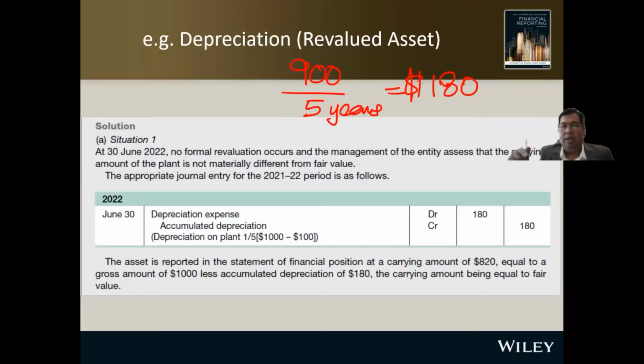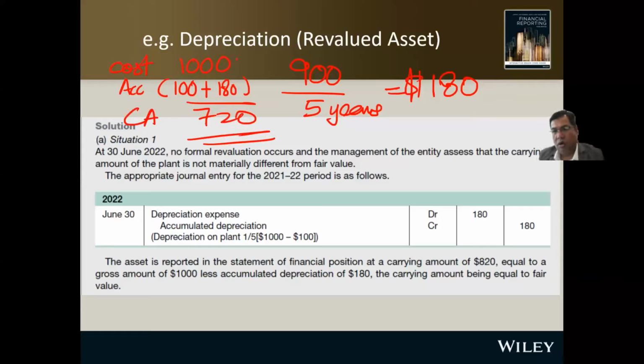So what is the value of this asset later on? The cost will be 1,000. The accumulated depreciation before this we have 100, so 100 plus 180, it becomes 280. So the carrying amount is 720. So this is under the cost model.